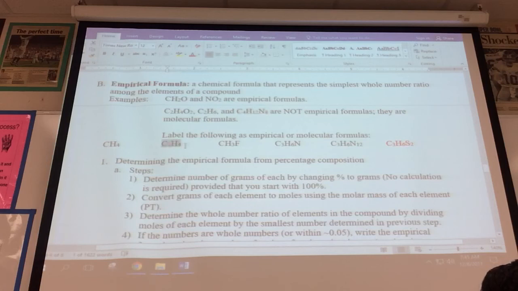But C2H4, you know, is molecular. It can be reduced down. CH3F is empirical anytime you have one of something. C3H6N is empirical.